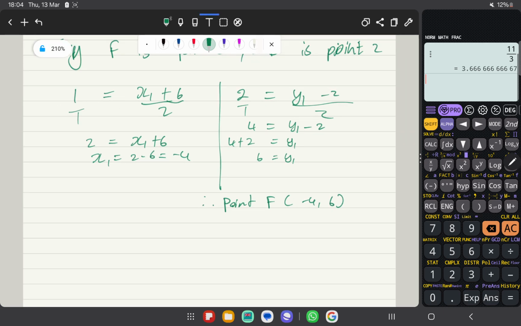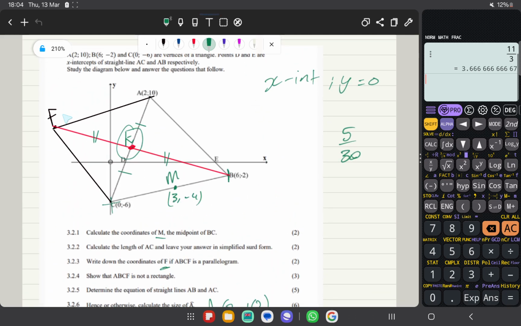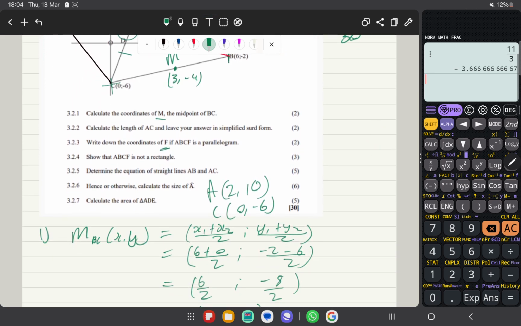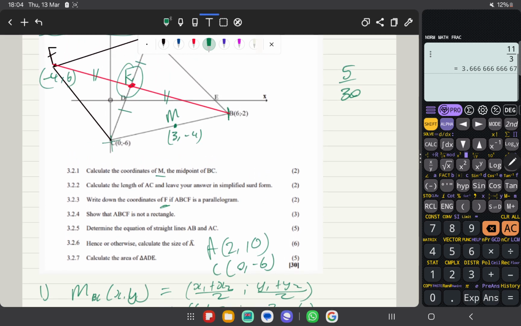Let's see if that makes sense. Let's go to our diagram. We have minus 4 as the X, 6 as the Y. It kind of makes sense to me. This is on the negative side, and here is 10. So yes, it makes sense. We have the point F, and they say show that ABCF is not a rectangle.